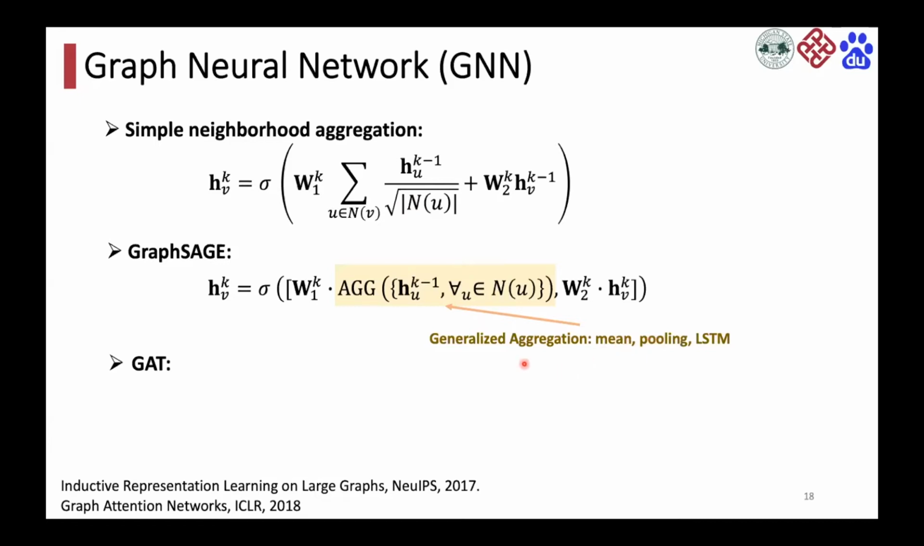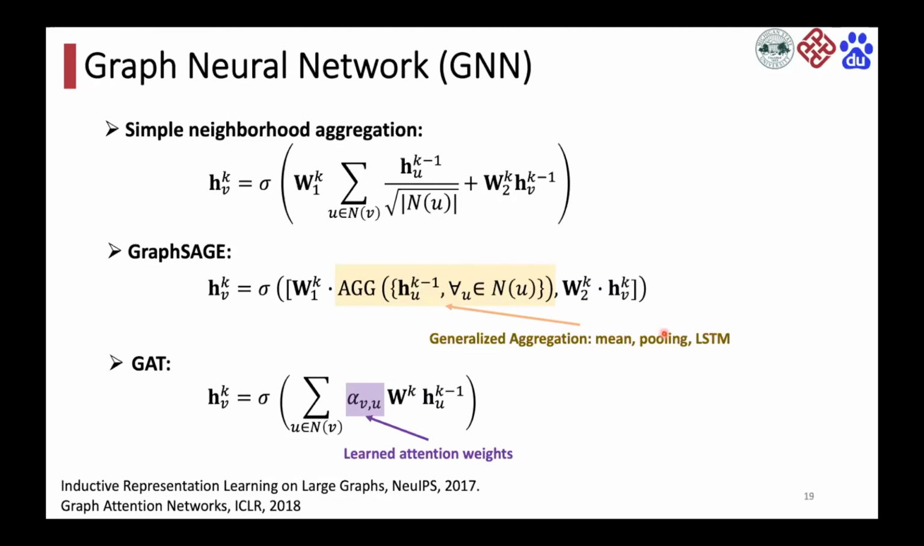And last, if you like, you can even use a neural network, like the LSTM, to learn how to aggregate the neighbors. And the purpose of using the LSTM is to reshuffle the nodes.